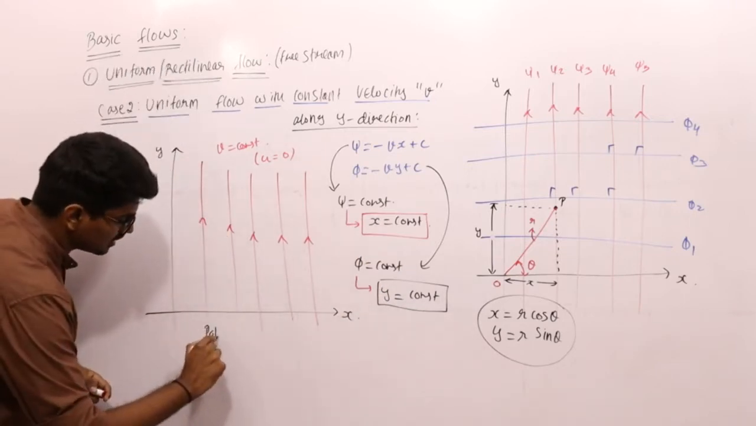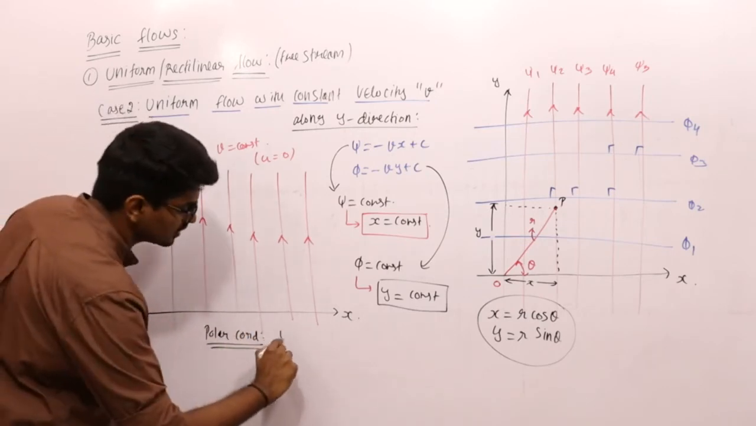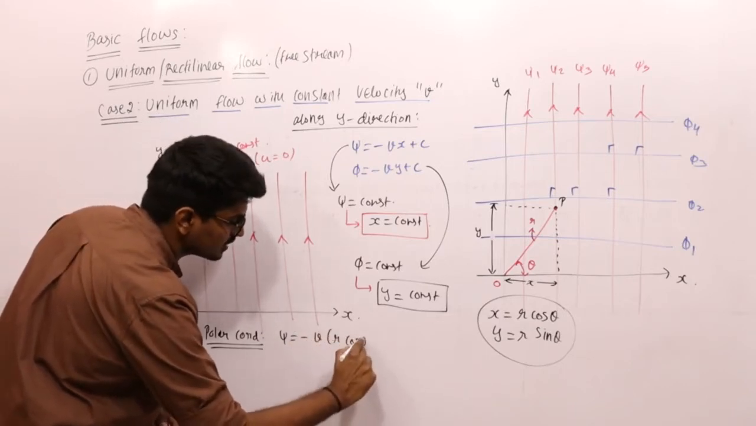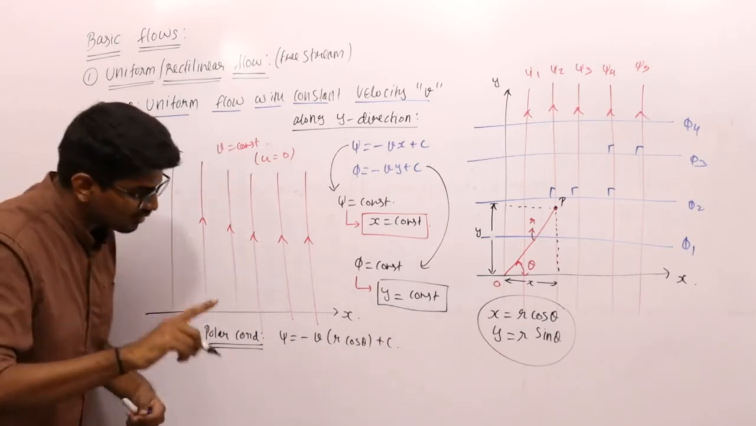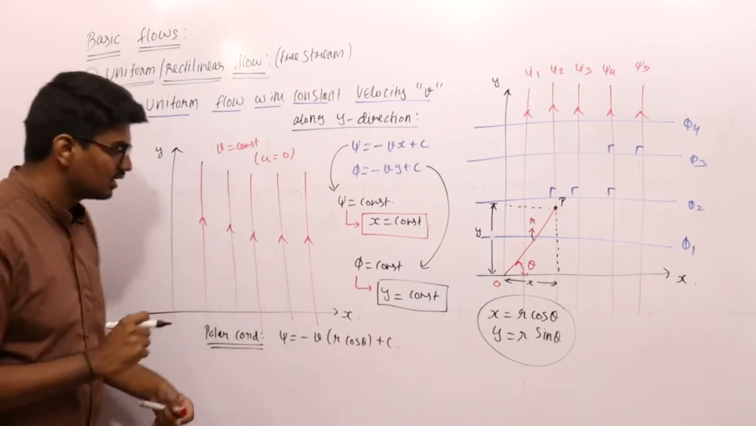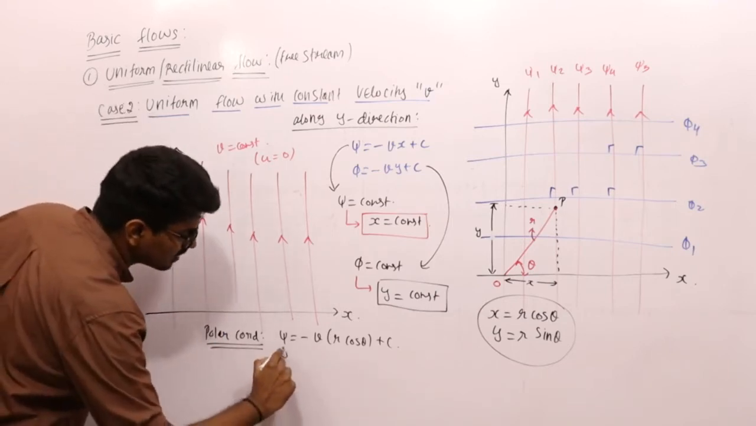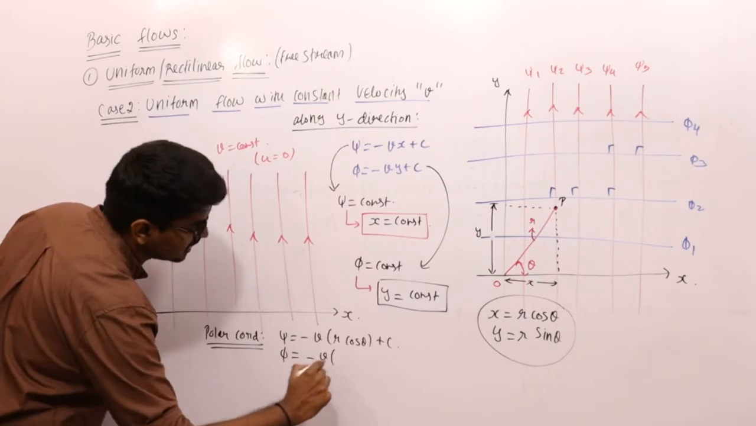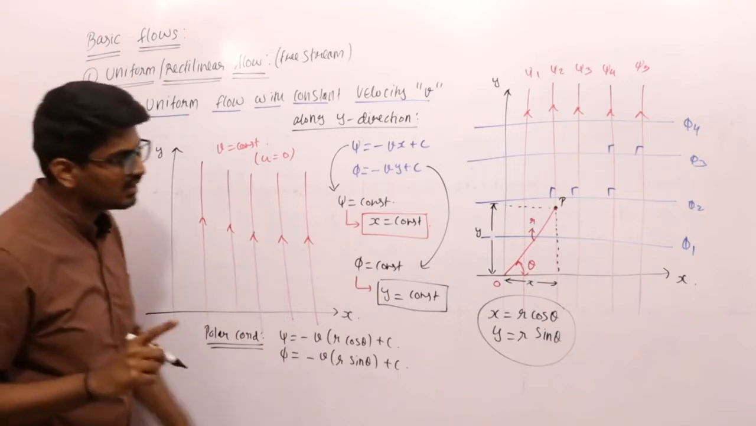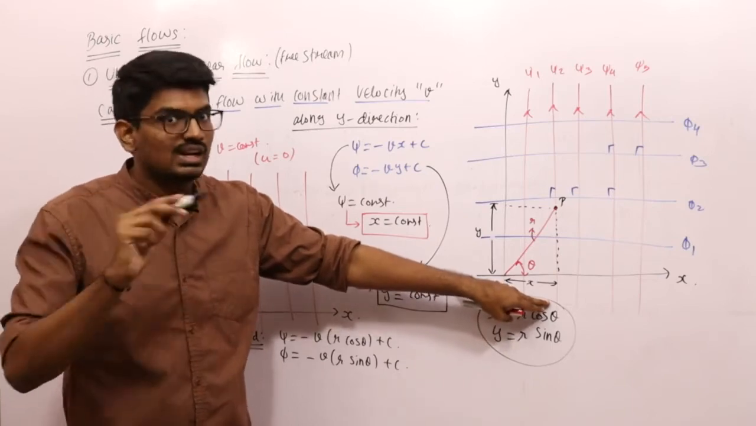So let me write it here in polar coordinates. For case 2, how does it look? psi is equal to minus v, which is a constant, into r cos theta, plus constant. In most cases, this integrating constant will be taken as 0. But in some cases they might give some value, but most of the time we have to take it as 0. phi will be equal to minus v into y, which is r sine theta, plus c. This theta is the angle between the position vector and the x-axis. Why I am specifically mentioning this now, you will understand in the next case.